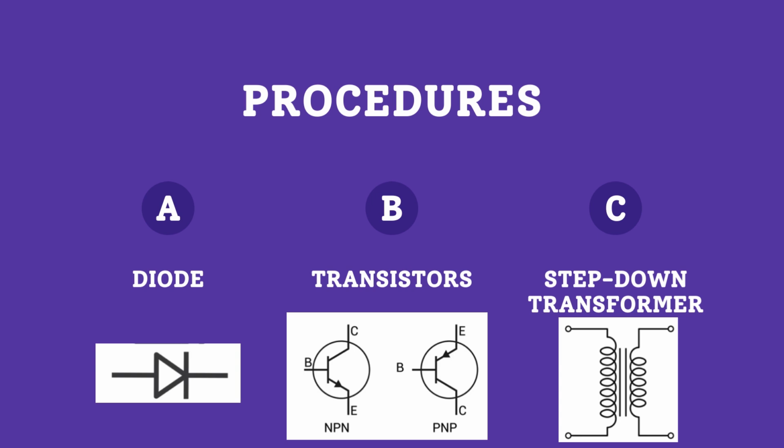Okay, so here comes the procedure part. There are three procedures in this experiment. So procedure A is for diode testing, procedure B is for transistor testing, and procedure C is for step-down transformer.